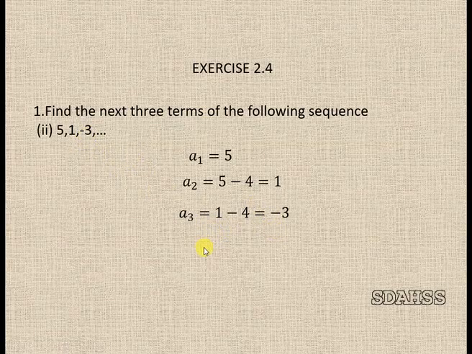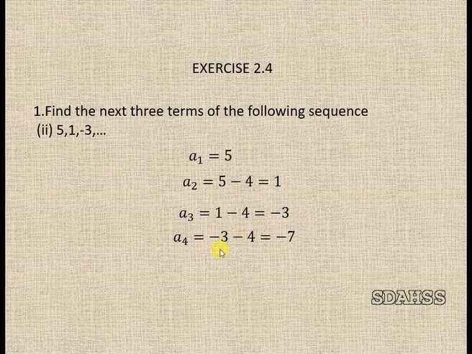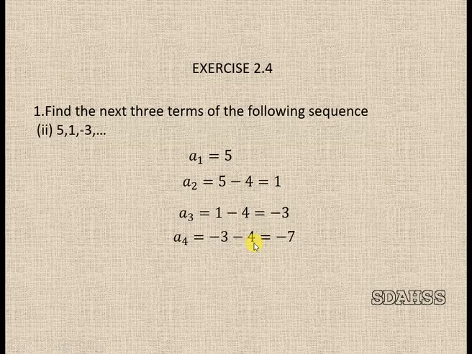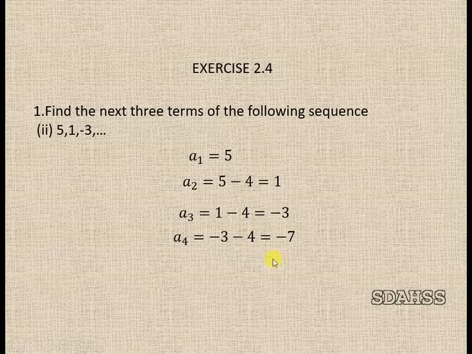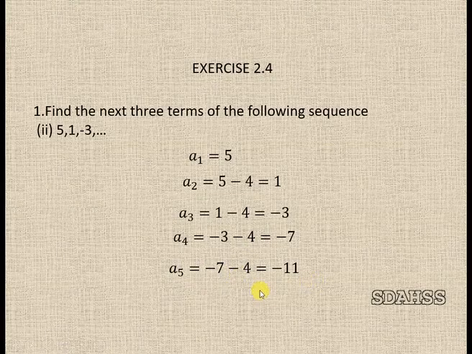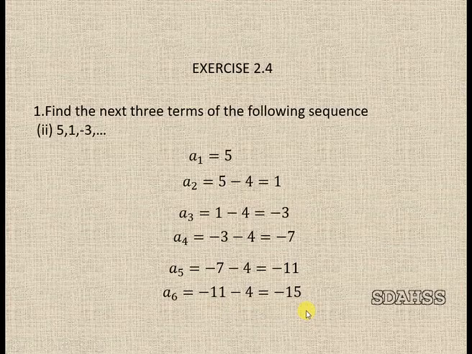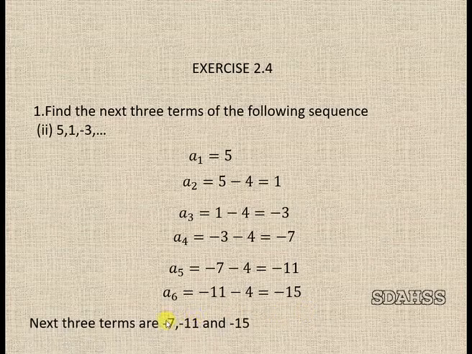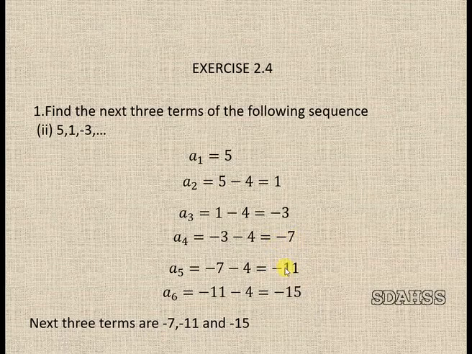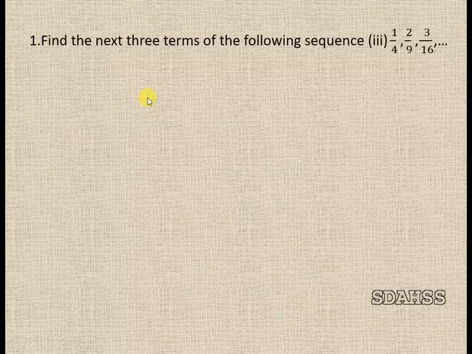Then we want to find A4, A5, A6. So A4 is equal to -3 - 4. Subtract 4, so you have -7. A5 is equal to -7 - 4, which is equal to -11. A6 is equal to -11 - 4, which is -15. So the next three terms are -7, -11, and -15.